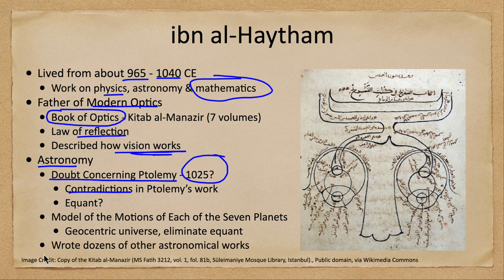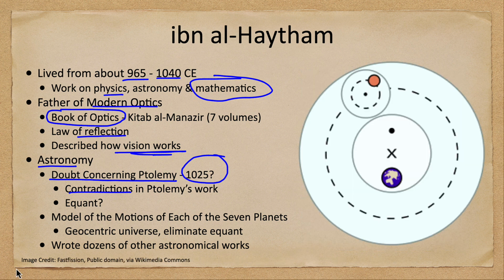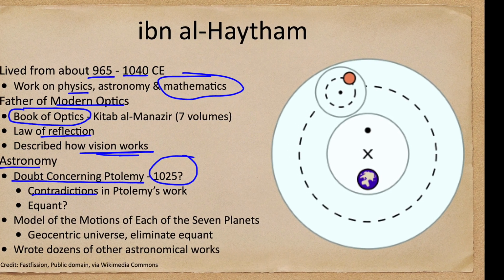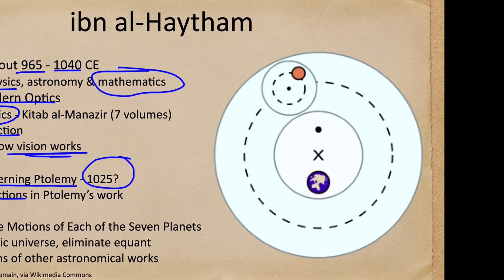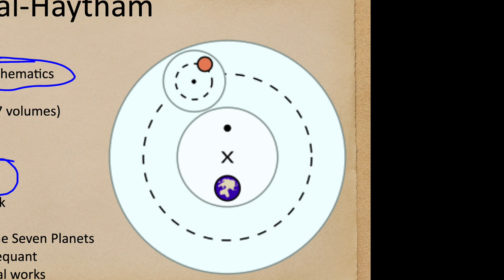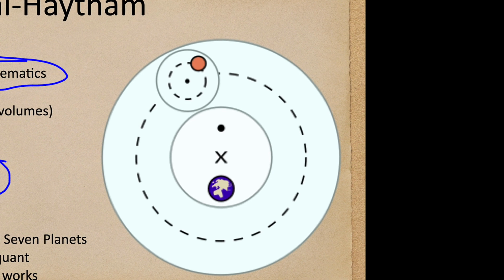Now, the equant, seen here, is that point opposite the Earth. So you have the center there marked by the X. You have the Earth down there below it. So the Earth is not at the center of the orbits of the planets. And then you have the equant on the other side.